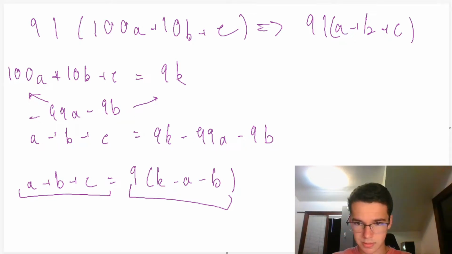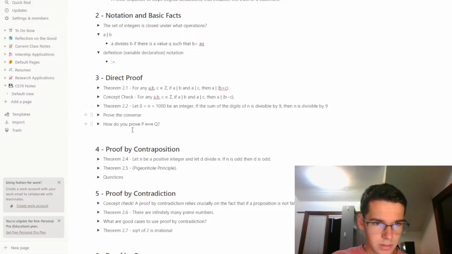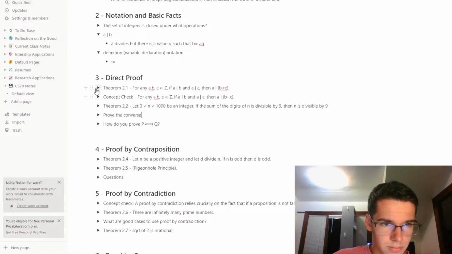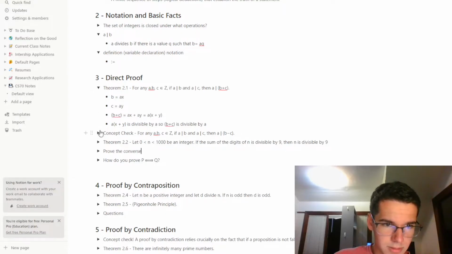Okay, so now we're going to switch back to the notes. Okay, so right, these are the original steps that we talked about.